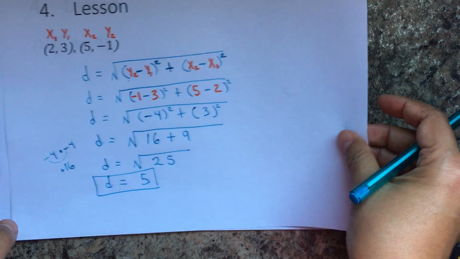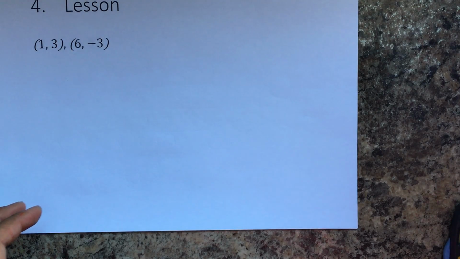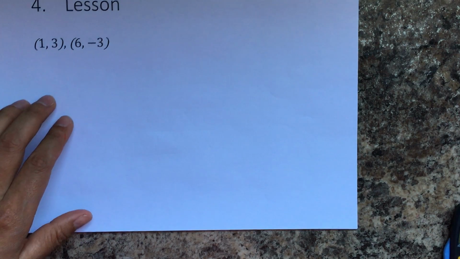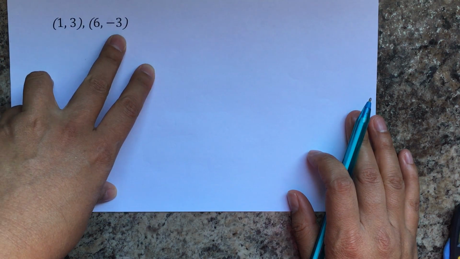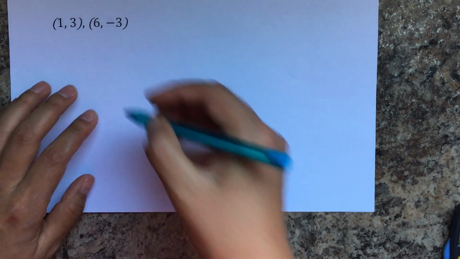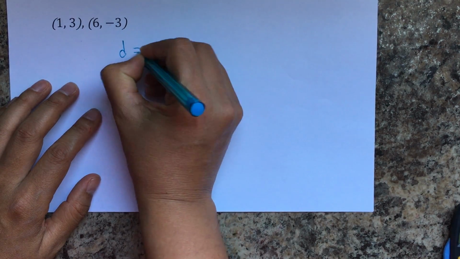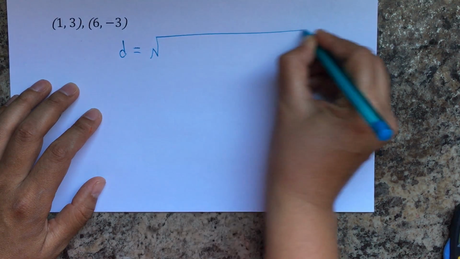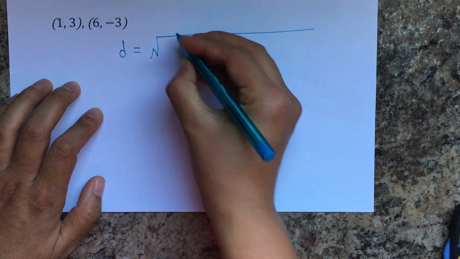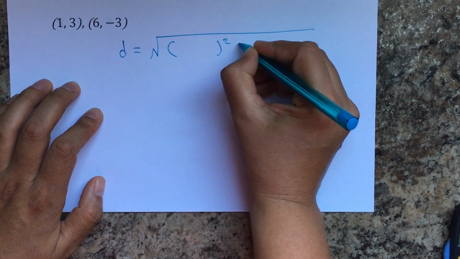Okay, let's do one more. So we have (1, 3) and (6, -3). You can graph it if you want to, but it's not necessary because we know that it's going to be a diagonal line, and we just can plug in our formula.